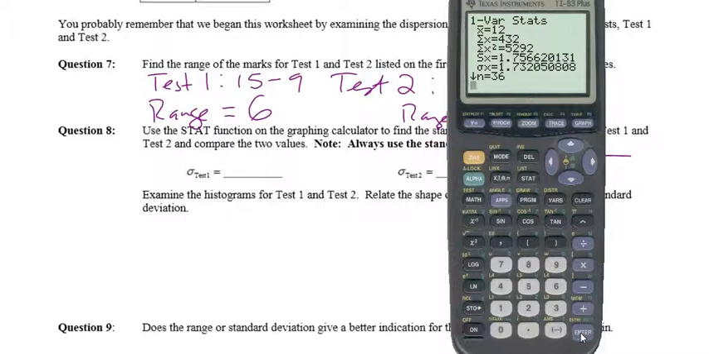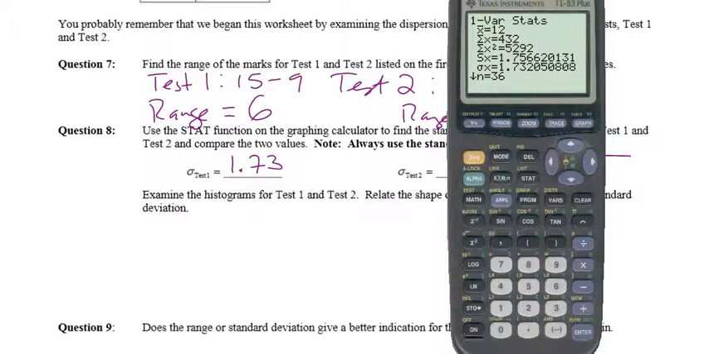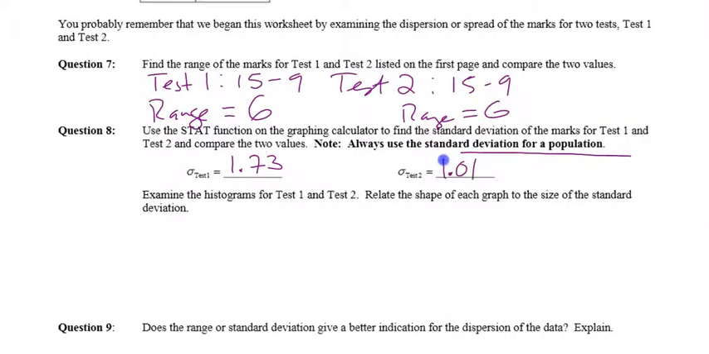And what do we want? Test 1, Morley force standard deviation, 1.73. And test 2, stat, calc, 1 var stats, L1, comma, L3. Okay, because that's where I put my frequencies. And we get 1.01.